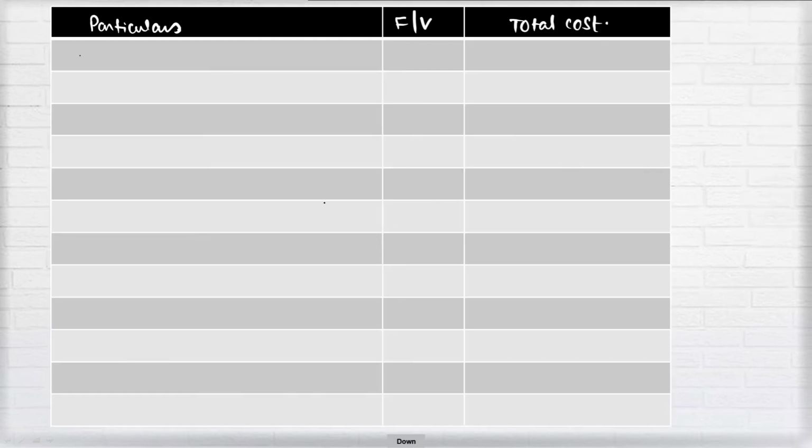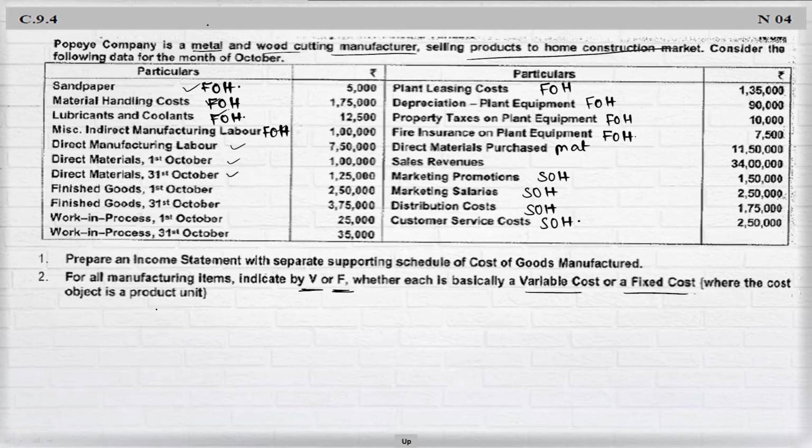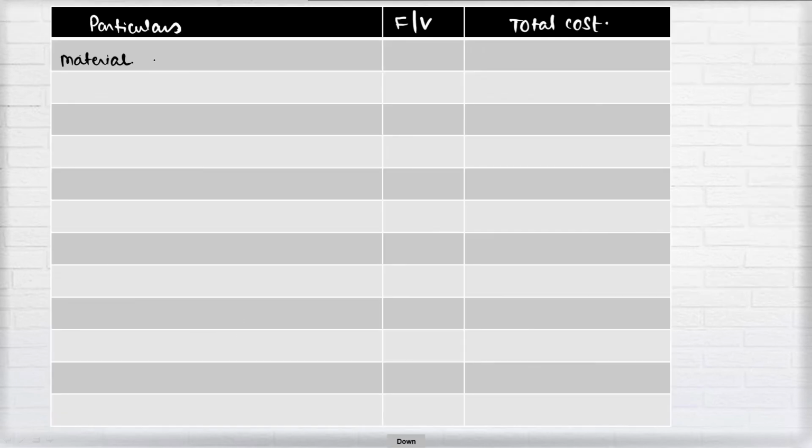We will be drawing the cost sheet starting with materials. Materials in the cost sheet, do we write down purchase or consumption? Consumption. It is opening plus purchase minus closing. Opening is 1 lakh. I will be tick marking it in my book so that I understand that I have copied it.